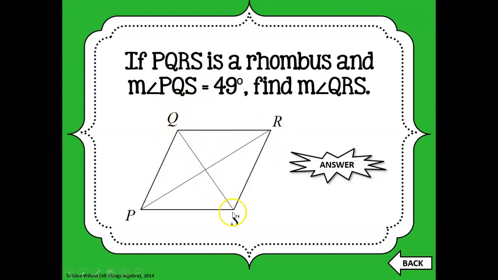All right, PQS is 49 degrees. Find QRS. All right, pause it. Play the video again. Here we go. The answer in 3, 2, 1, go. 82. So if that's 49, that one's 49. So the whole thing is 98. So I did 180 minus 98 to find that angle.